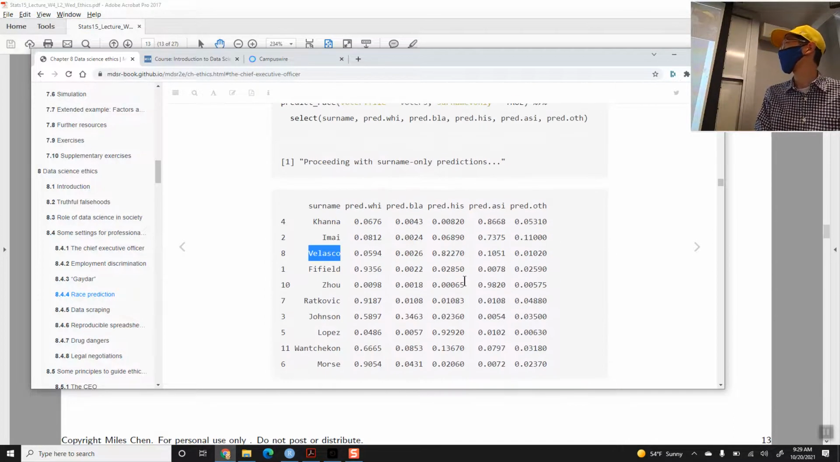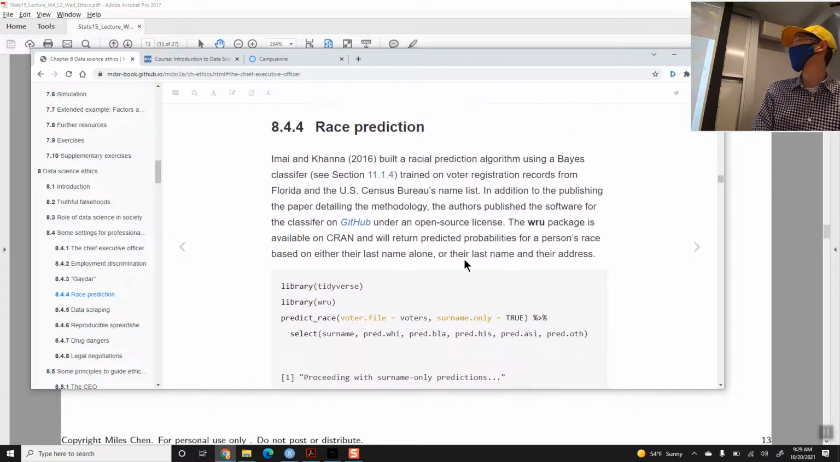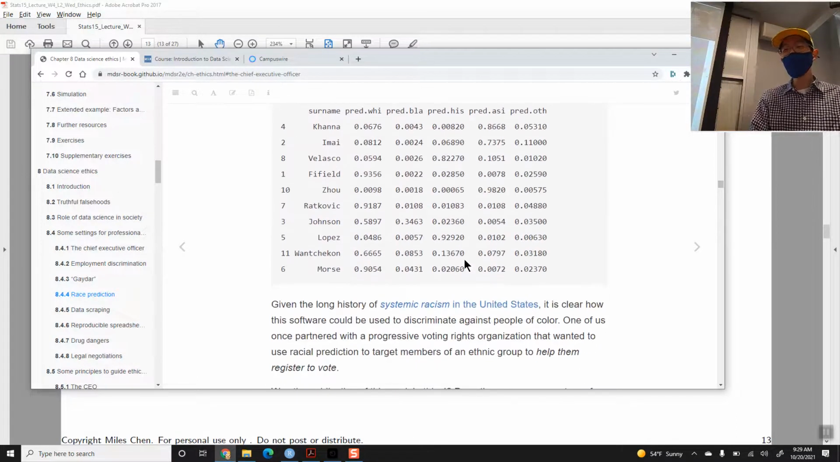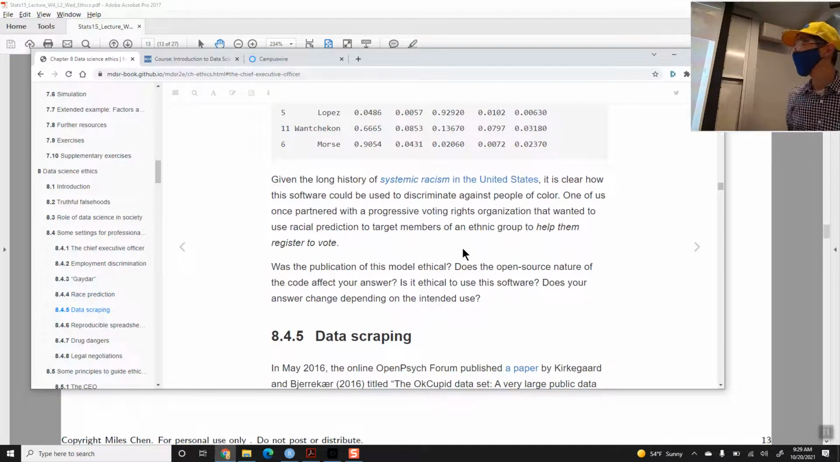All right. Is there any issue with having something like this? Is this okay? Is this questionable? Could it be used for abuse? And it says, given the long history of systemic racism in the United States, it is clear how this software could be used to discriminate against people of color.